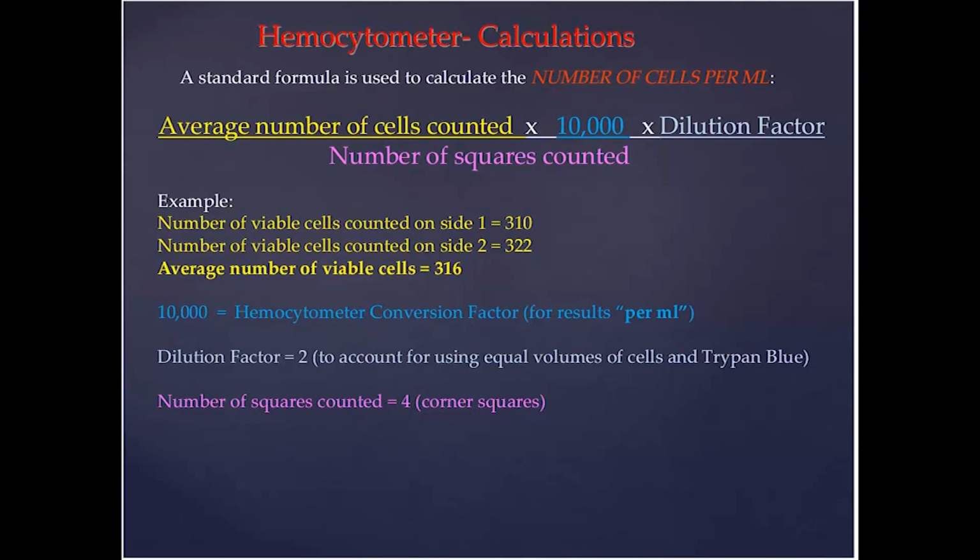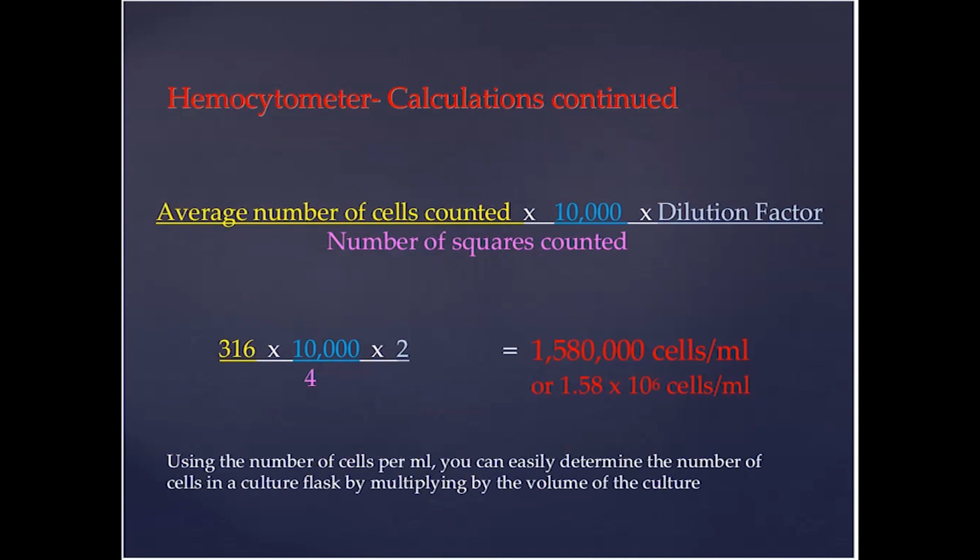So now I'm going to use the numbers that I have used here as an example and plug them into the formula. Again, the average number of cells was 316, multiplied times 10,000, the hemocytometer conversion factor, times 2, which is the dilution factor, divided by 4, which is the number of squares counted, and we end up with a concentration of 1,580,000 cells per milliliter, and we can change that into scientific notation, 1.58 times 10 to the 6 cells per milliliter.